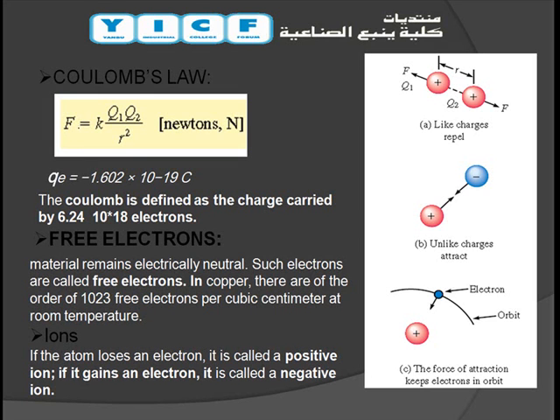The force between 2 charges is equal to a constant K, times the charge Q1, multiplied by Q2, over the square of the distance between them. So the amount of force is proportional to the product of the 2 charges and inversely proportional to the square of the distance between them. And this constant is measured. It is equal to 9 multiplied by 10 to the power 9.